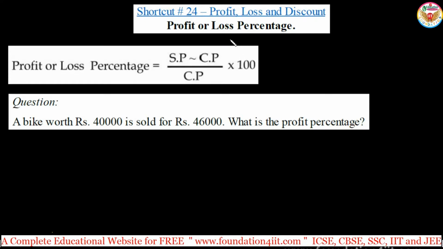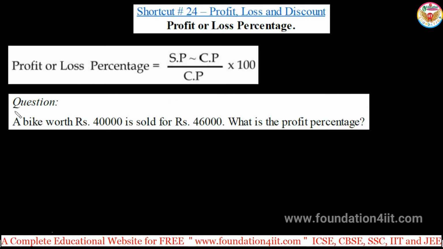Profit, loss and discount. From this topic, let us see the basic formula first. Profit or loss percentage is (SP minus CP) by cost price into 100. SP is the selling price and CP is the cost price. We know that when the selling price is more, it's a profit, and when the cost price is more than the selling price, it's a loss, right?